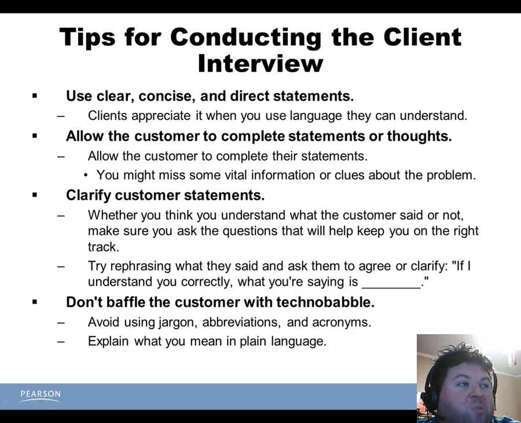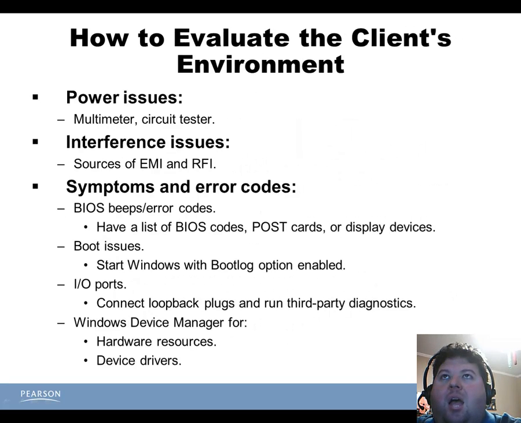We can use the printer example here. If the fuser in their laser printer is a problem, you're going to probably have to explain to them what a fuser does and why that is important to the printing process.